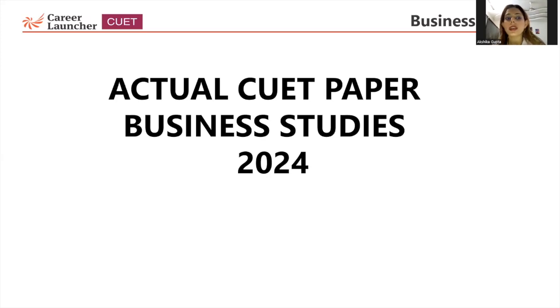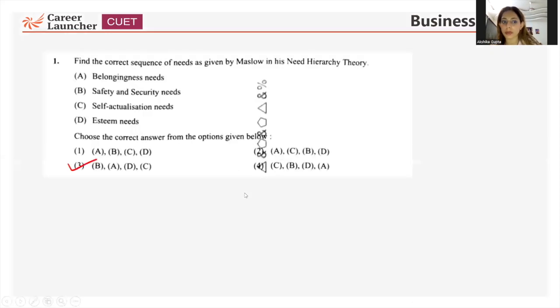So today, guys, we are discussing the actual CUET paper that is for business studies. So let's look at the questions one by one. Okay. So the very first question that came is: find the correct sequence of the needs as per given by Maslow's need hierarchy theory.